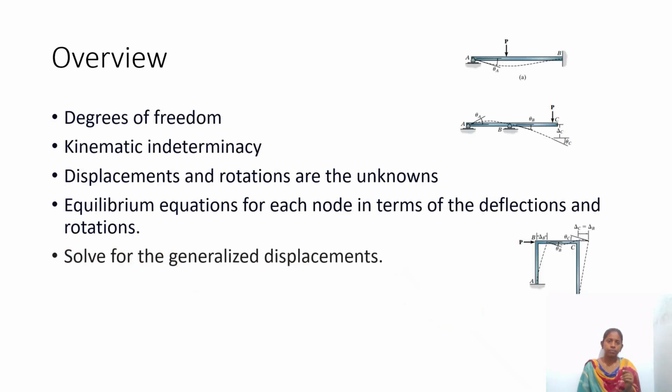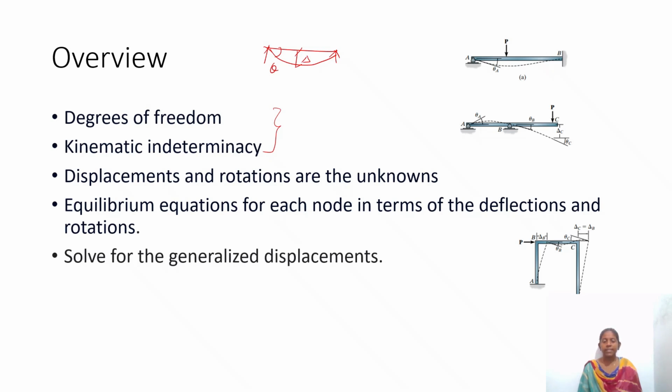So now the overview of the slope deflection method includes the study of degrees of freedom as well as kinematic indeterminacy. Why are we going to learn about the basics of analysis, that is degrees of freedom and kinematic indeterminacy? I am going to clear this point. We are going to calculate theta and delta.